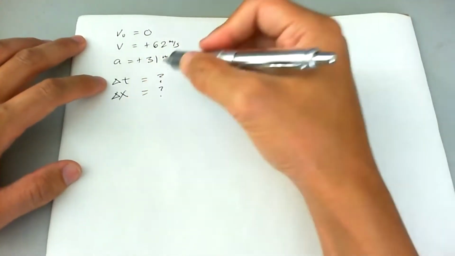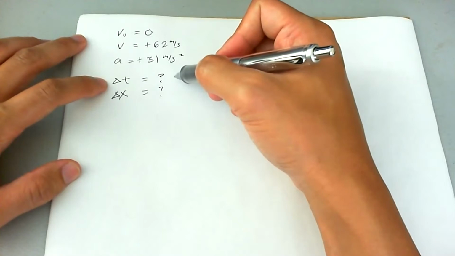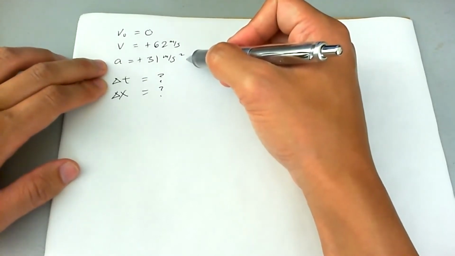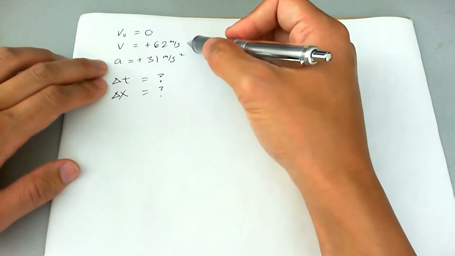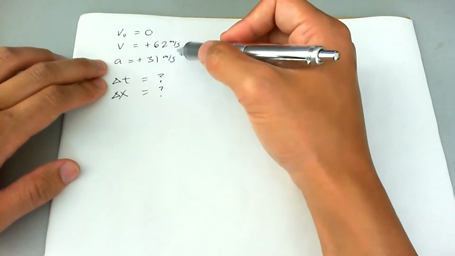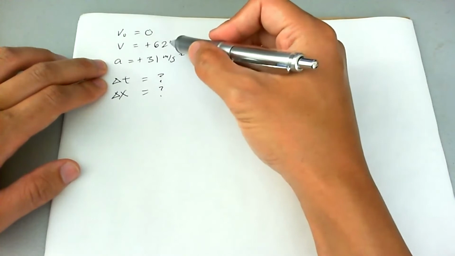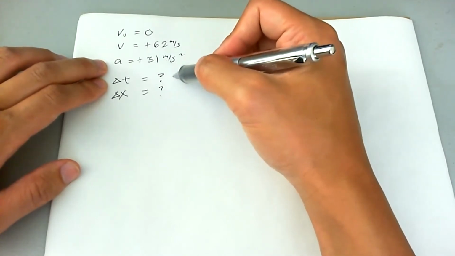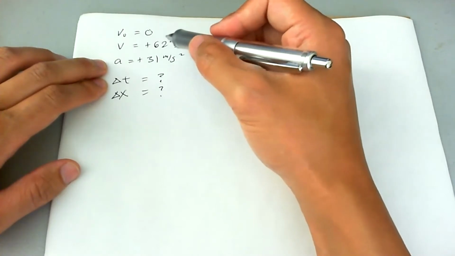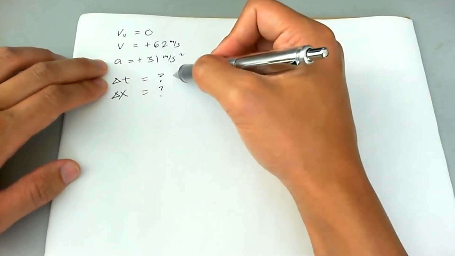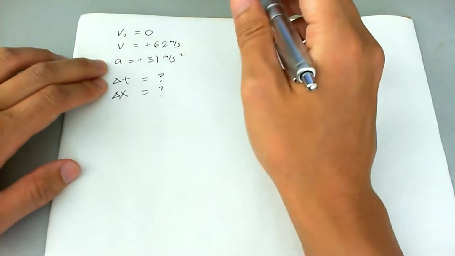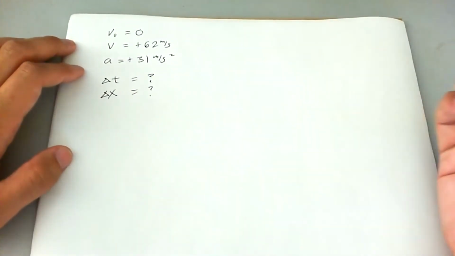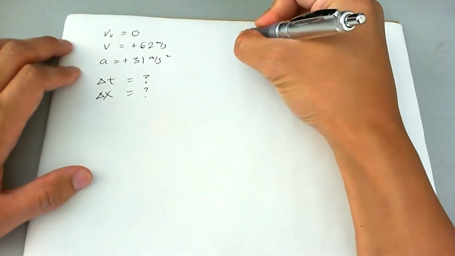However, just on a side note, we can figure out delta t. Since the acceleration is 31 meters per second squared, that means the velocity increases by 31 meters per second every second. So since 62 is 31 times 2, the amount of time it takes to get to 62 meters per second is just 2 seconds. That's kind of off topic, but we can figure it out without kinematic equations. Let's go ahead and do it formally though with kinematic equations.